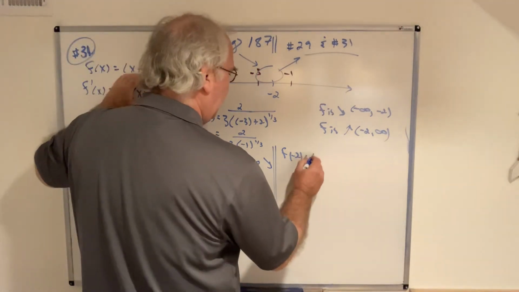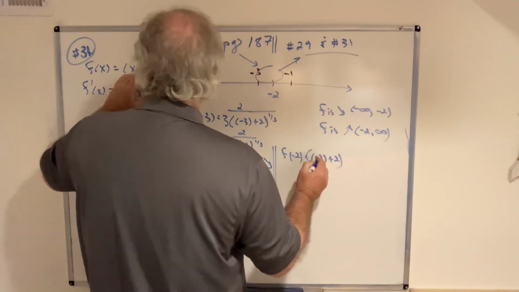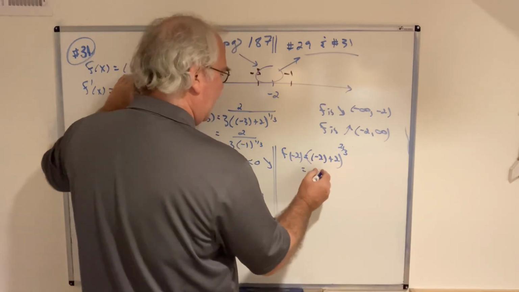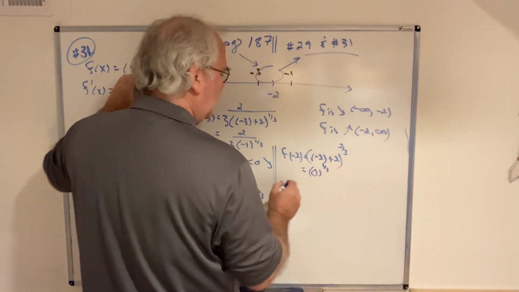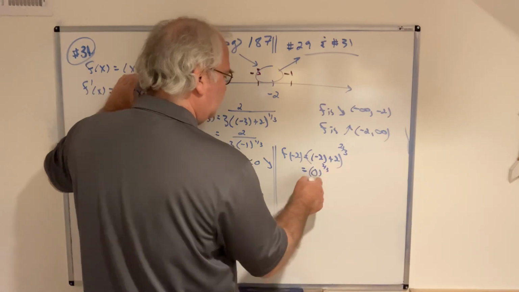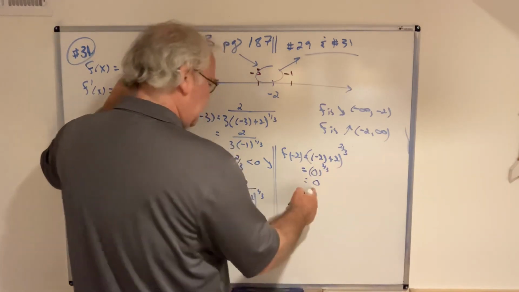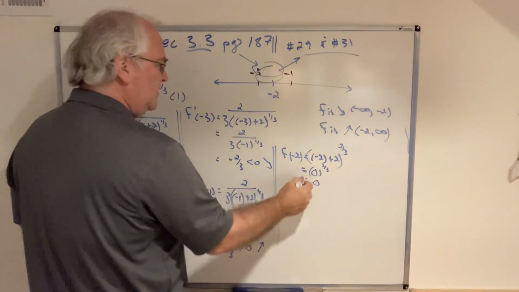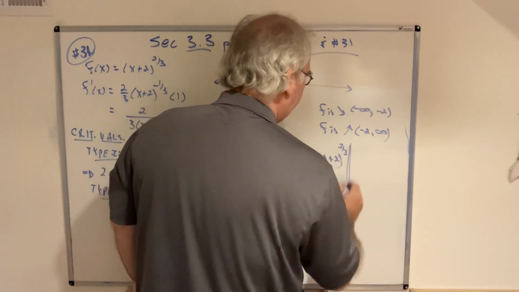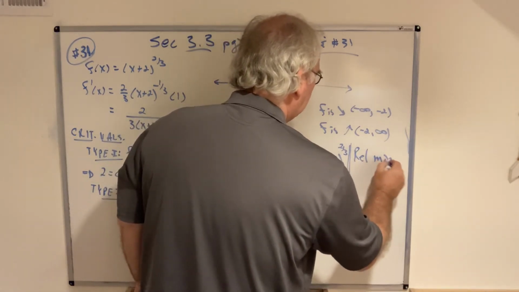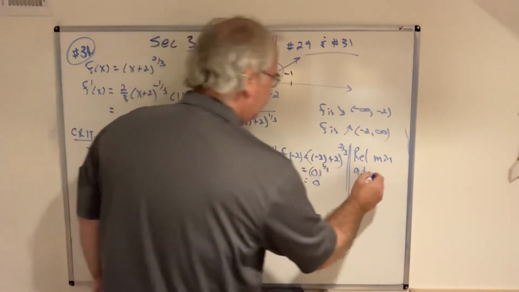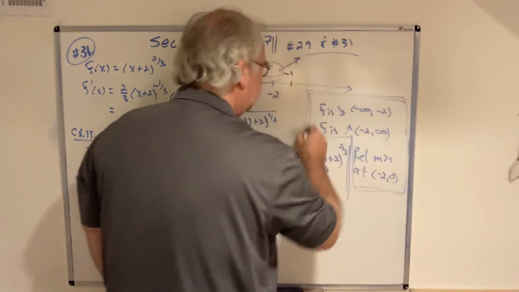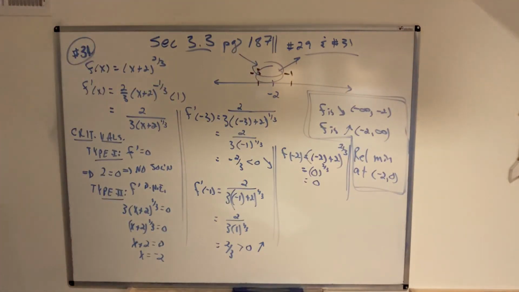And so this is (-2 plus 2) to the 2/3 power. And so 0 raised to any non-zero finite power is 0. Which is defined. 0 is a number, so yes, this does bottom out. It bottoms out at 0. So there is a relative minimum at -2, 0. So those are our final result of problem number 31, first derivative analysis.